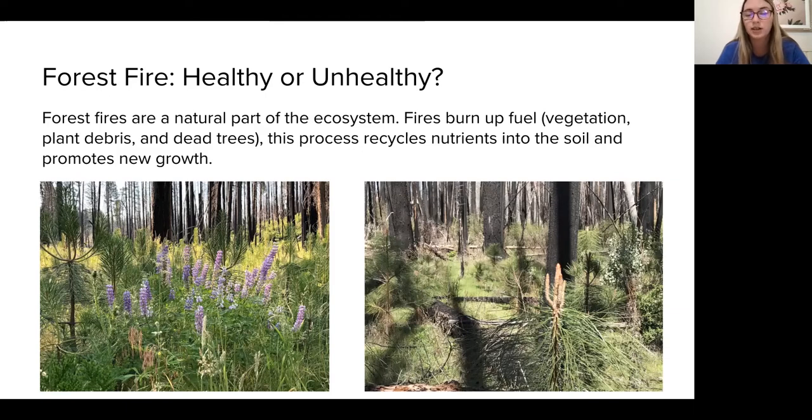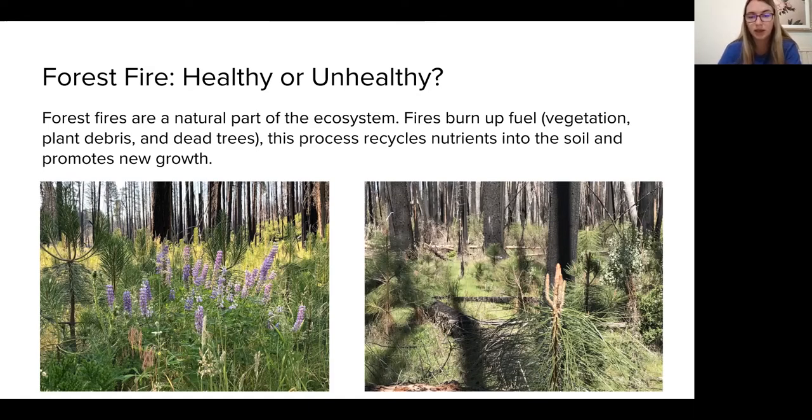There are some forests that actually rely on forest fires in order to reproduce. So when a forest fire comes through, it will actually burn the cones and release the seeds onto the forest floor. And that's how you get your new baby trees, our seedlings and our saplings. And fire also burns up fuel in the form of vegetation, plant debris, and dead trees. And when it burns up those fuels, it actually recycles the nutrients from that old vegetation and puts it back into the soil to promote new growth.